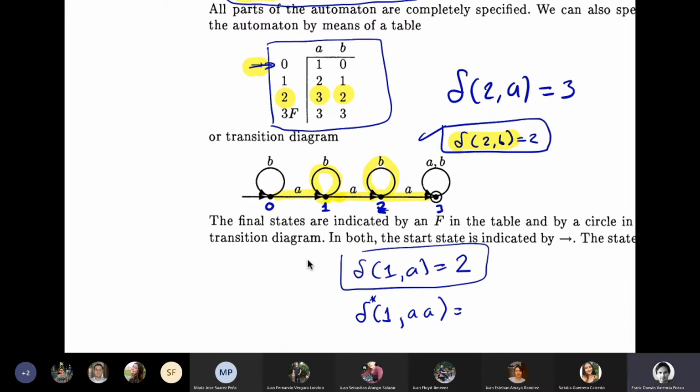So what do you think delta star of 1, A A would be? What would be the natural answer to that, Santiago? Santiago? Yes. That one would be, I believe, 0? No.